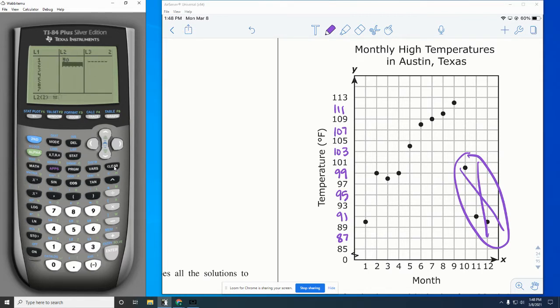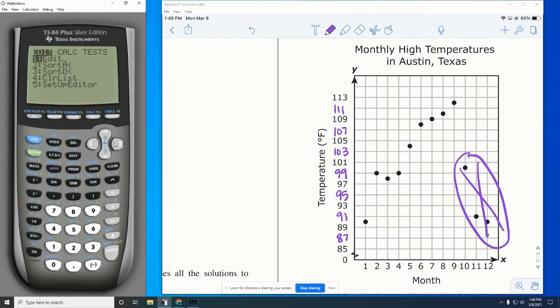And then month 1 is between 89 and 91, so that'd be 90. Month 2 is at 99. Month 3, between 97 and 99, so 98. Month 4, 99. Month 5, 104, because it's between 103 and 105. Month 6 up here, between 107 and 109. Month 7 at 109. Sorry, that was month 7. Month 8 in between, so 110, and month 9, 112.